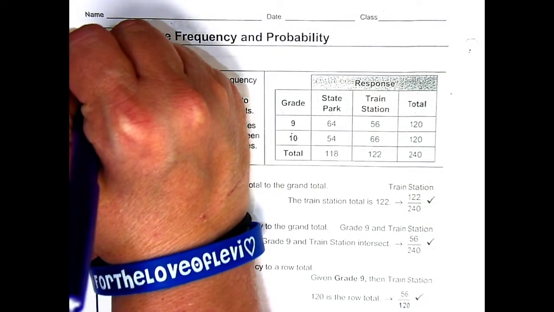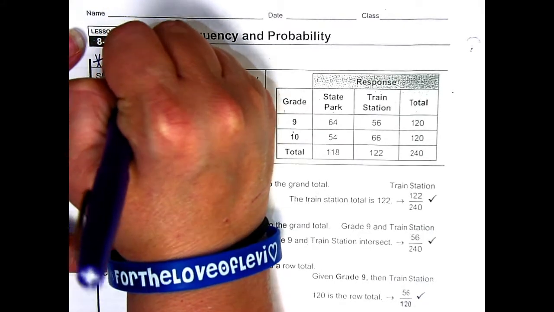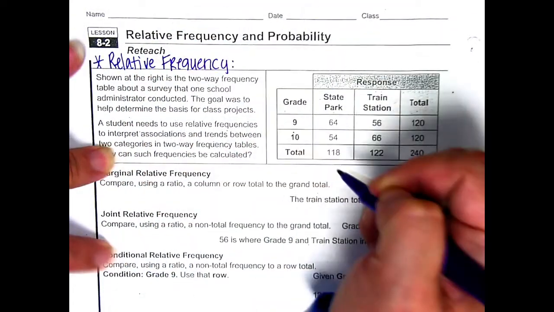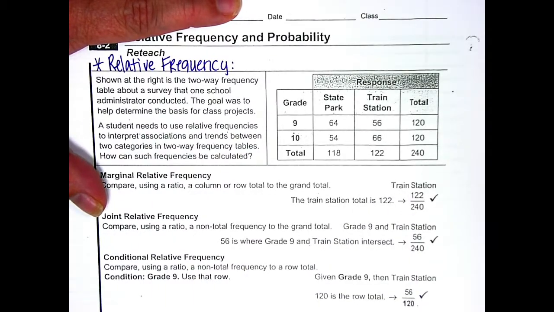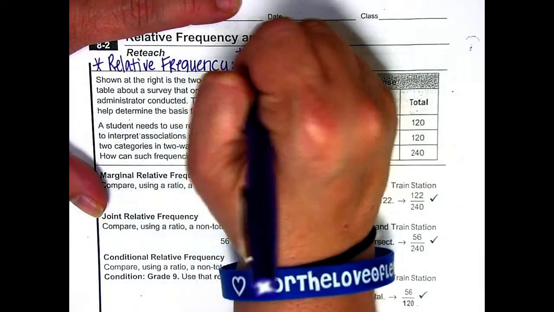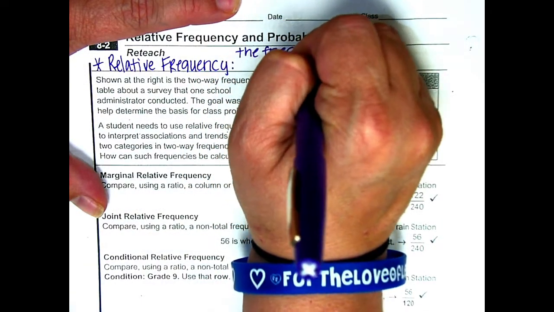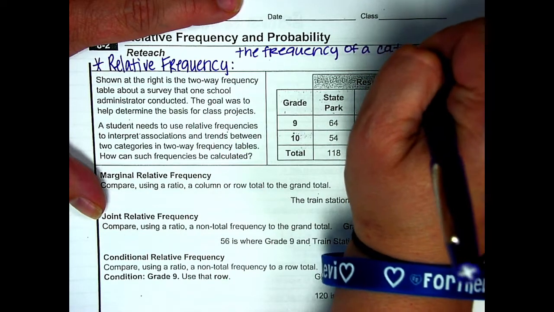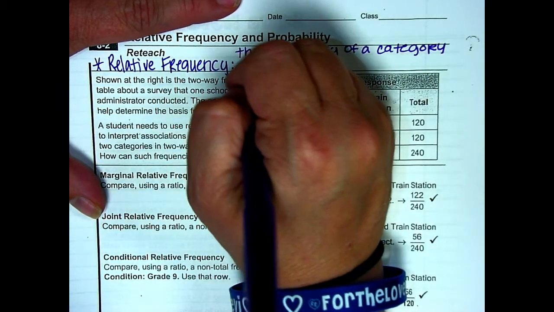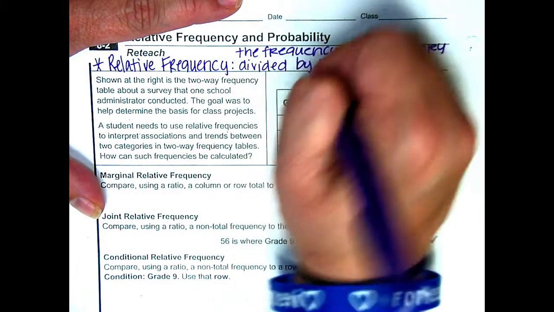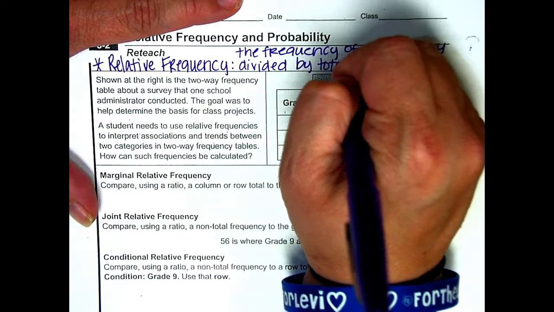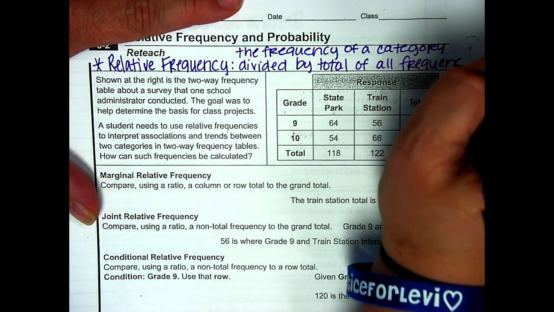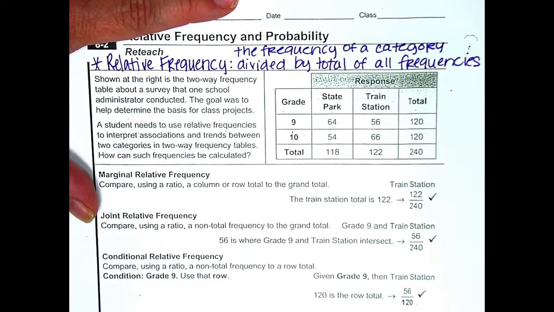Relative frequency. Relative frequency is the frequency of a category divided by the total of all frequencies. Okay, so we need to keep that in mind today.